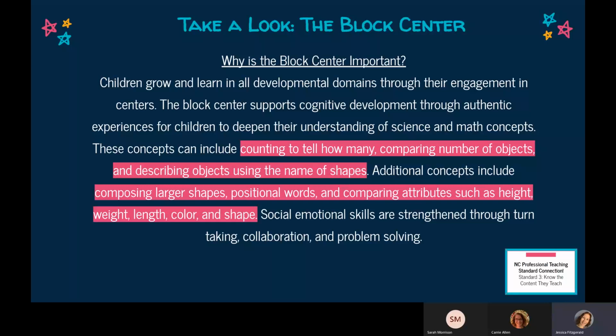Each center planning guide begins the same, with this very important statement: children grow and learn in all developmental domains through their engagement in centers. Following this statement, common developmental skills for each center are addressed. For the Block Center, children authentically deepen their understanding of math and science concepts by counting, comparing, and describing. They also compose shapes, use positional words, and compare attributes such as height, weight, length, color, and shape. Each of these skills is addressed in the kindergarten standard course of study as well.